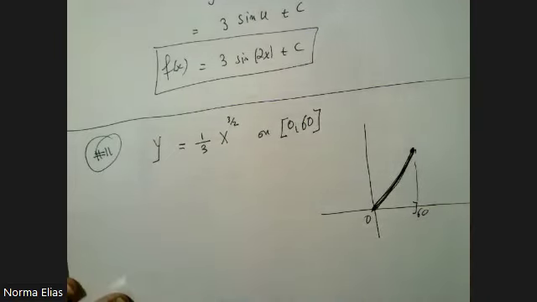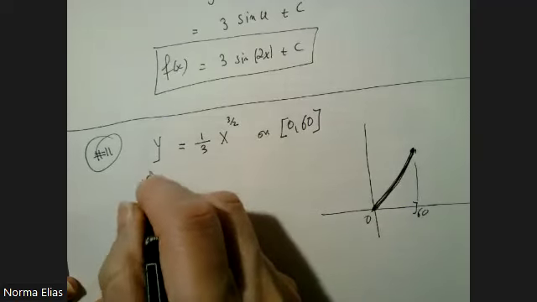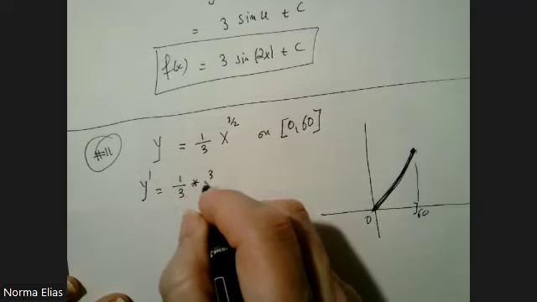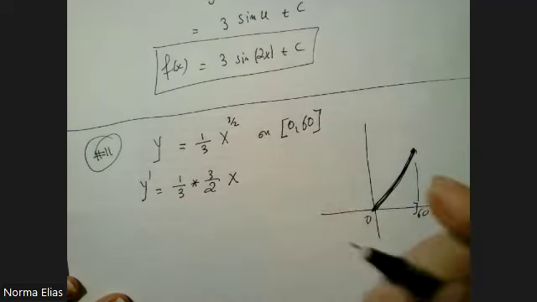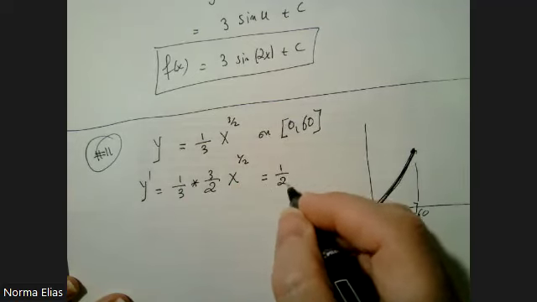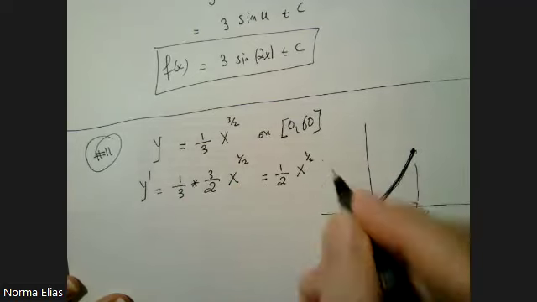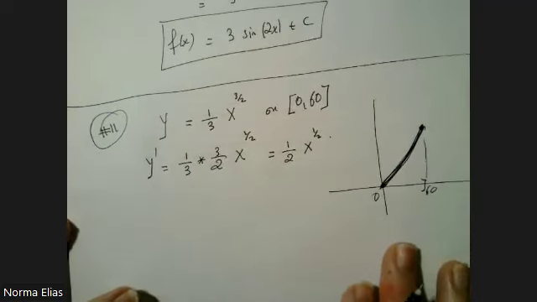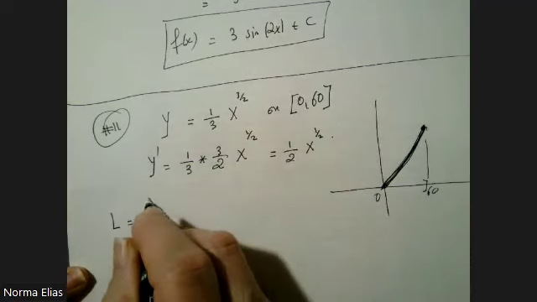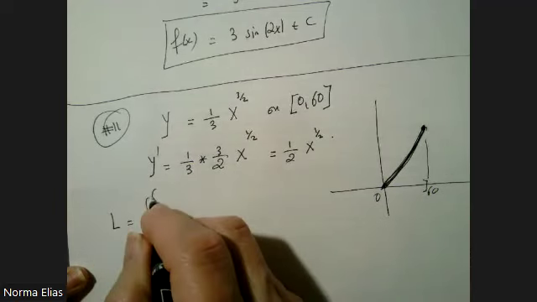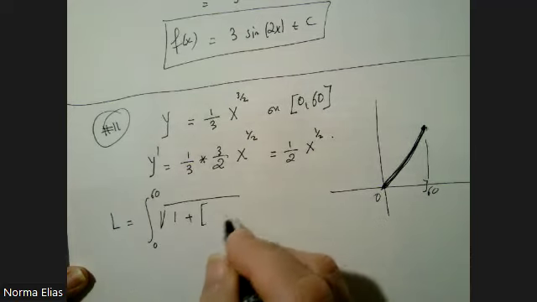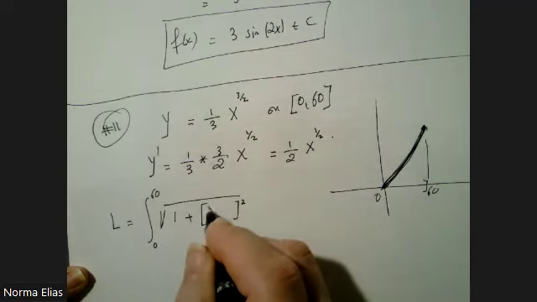All right, to find the arc length, I need the derivative, step number 1. So it's a third times 3/2 times x to the 3/2 minus 1, which is 1/2. So this leaves me with 1/2 x to the 1/2. Please, if I make any mistake when I'm computing, just stay with me. So the arc length is going to be the integral from 0 to 60 of the square root of 1 plus the derivative squared.